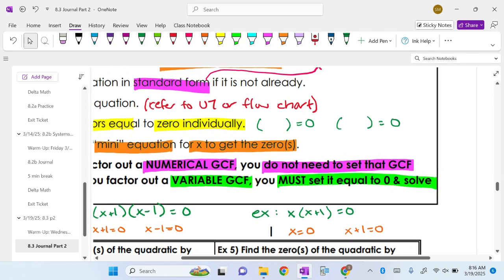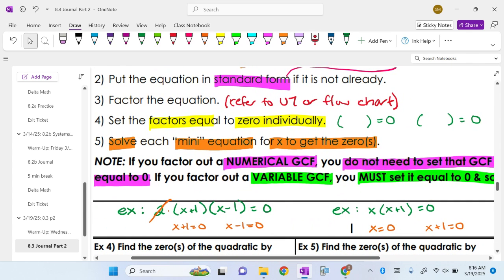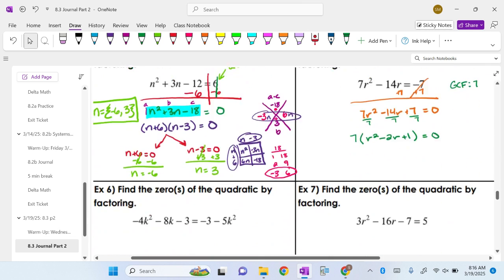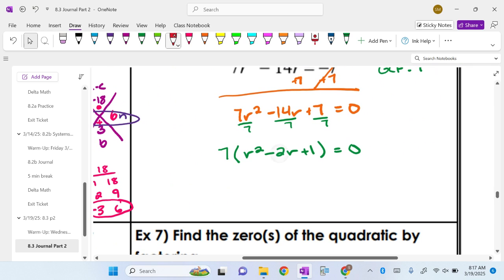So guys, right here, numerical GCF. It's technically a factor, but what does it say I need to do with it? It's in pink. Say it one more time. You don't need to set it equal to 0. You can just cross it out. It's not relevant. So this goes away. So all we need to do is just factor this trinomial.